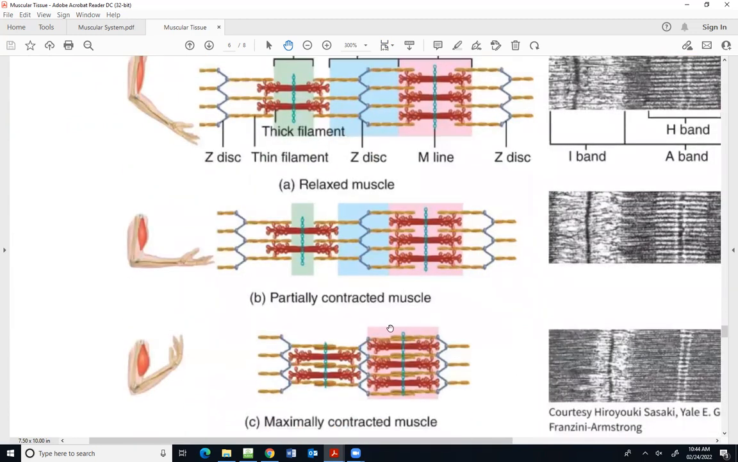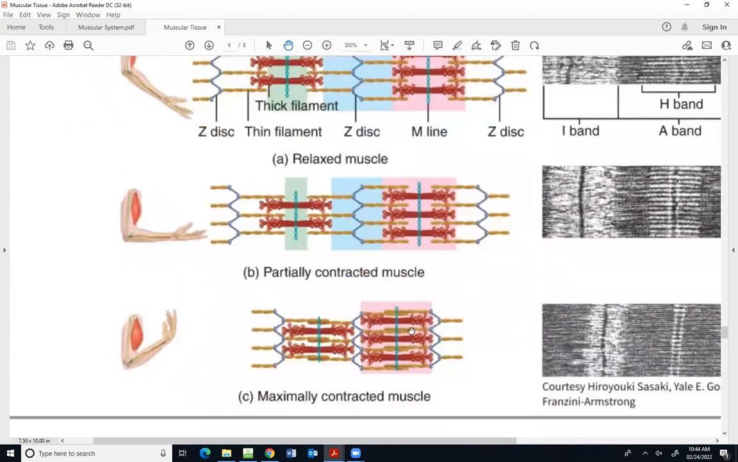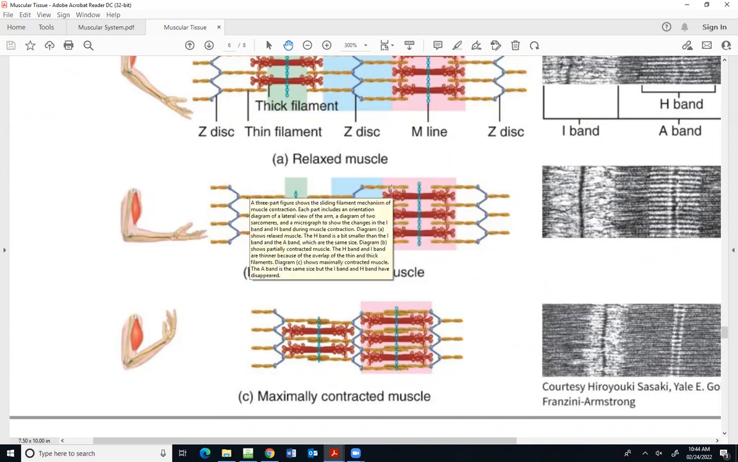What doesn't change, and we can really appreciate that down here when the muscle is maximally contracted, is the A band. Because when a muscle contracts, the filaments don't get shorter, they just increase their length of overlap. The way that I always demonstrate this is by using my arms.